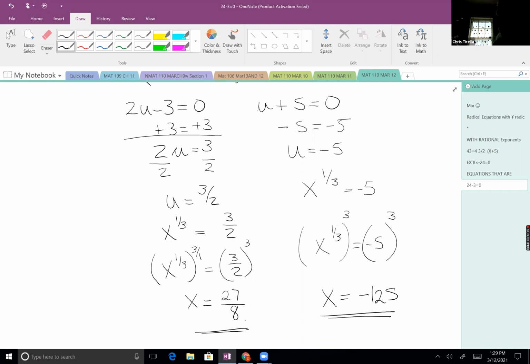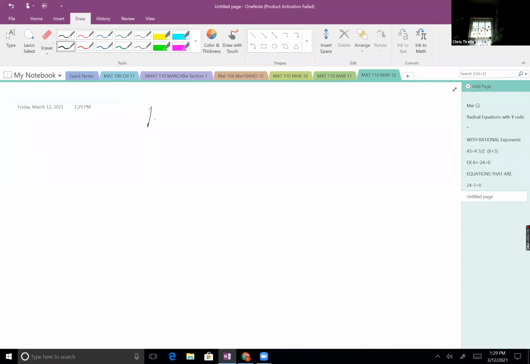Thoughts? We okay, folks? Yeah. Yep. All right, then one last type of equation that we're going to find in this section, and that's absolute value equations.